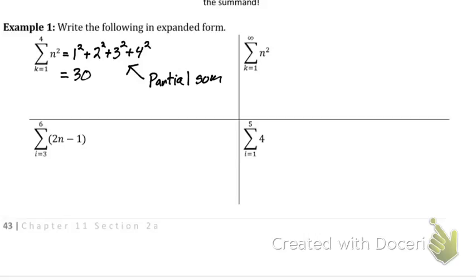The next one you can see goes from 1 to infinity. So it's the same problem, except now it goes to infinity. So this one would be something like 1 squared plus 2 squared plus 3 squared. Ooh, that's not a 3. That's why I had to change it. Plus goes on forever. This is called an infinite series, or you can call it an infinite sum.